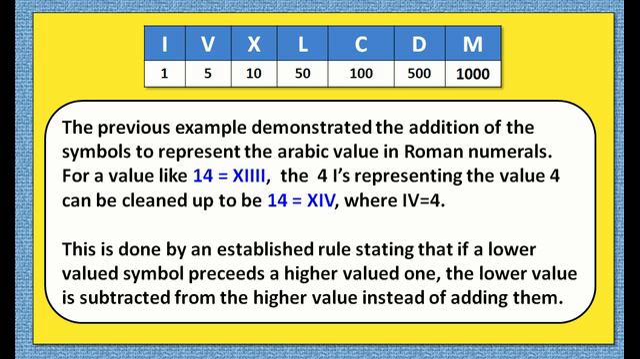The previous example demonstrated the addition of the symbols to represent the Arabic value in Roman numerals. For a value like 14 equals XIIII, the 4 I's representing the value 4 can be cleaned up to be 14 equals XIV, where IV equals 4. This is done by an established rule stating that if a lower valued symbol precedes a higher valued one, the lower value is subtracted from the higher value instead of adding them.